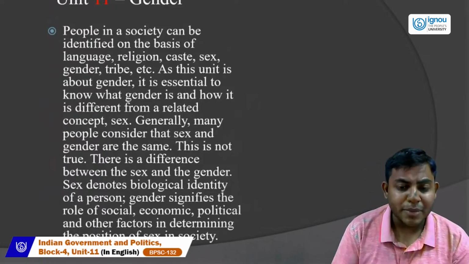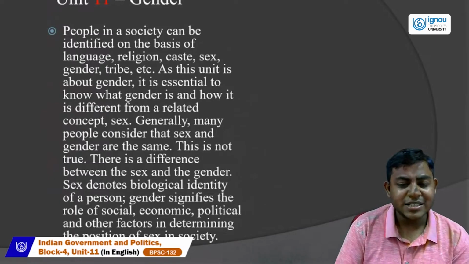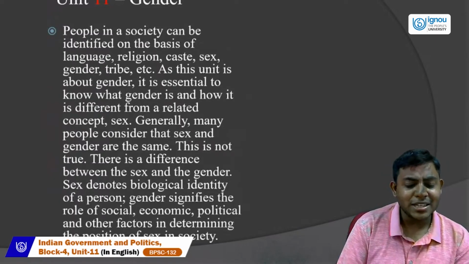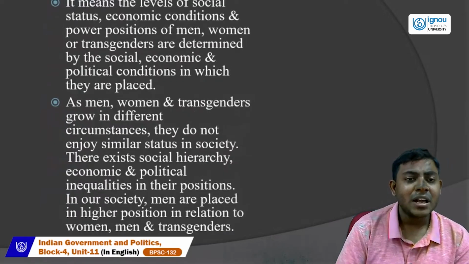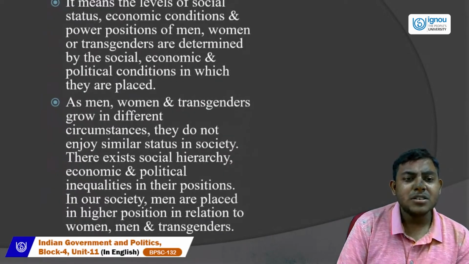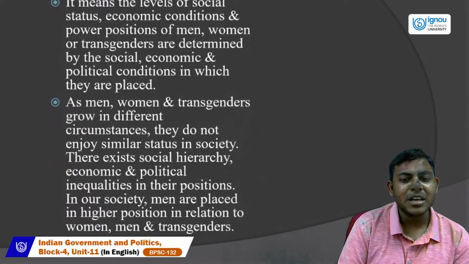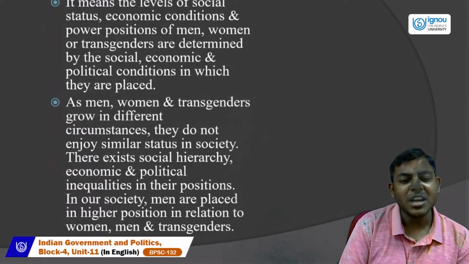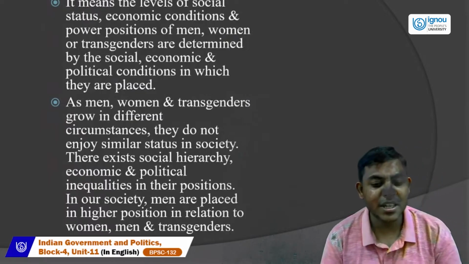Sex denotes the biological identity of a person, and gender signifies the role of social, economic, political, and other factors in determining the position of sex in society. It means the levels of social status, economic conditions, and power positions of men, women, or transgenders are determined by the social, economic, and political conditions in which they are placed. As men, women, and transgenders grow in different circumstances, they do not enjoy similar status in society. And there exists social hierarchy, economic and political inequalities in their positions.